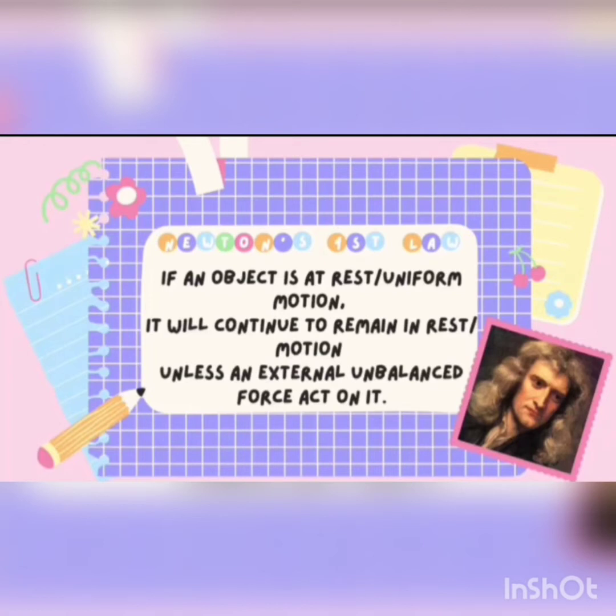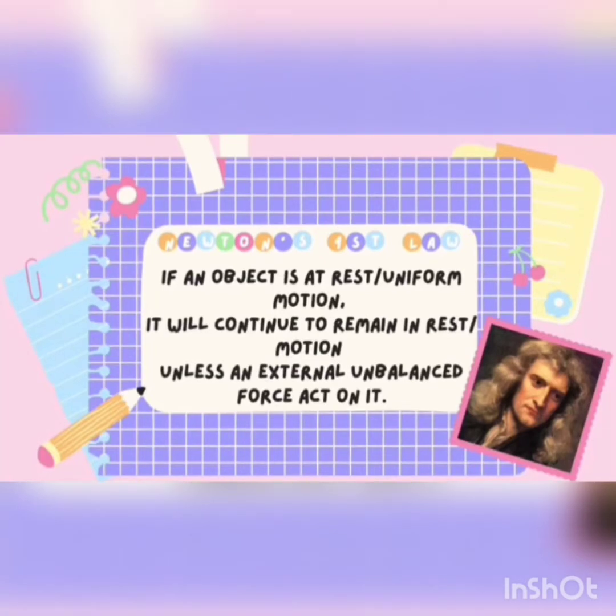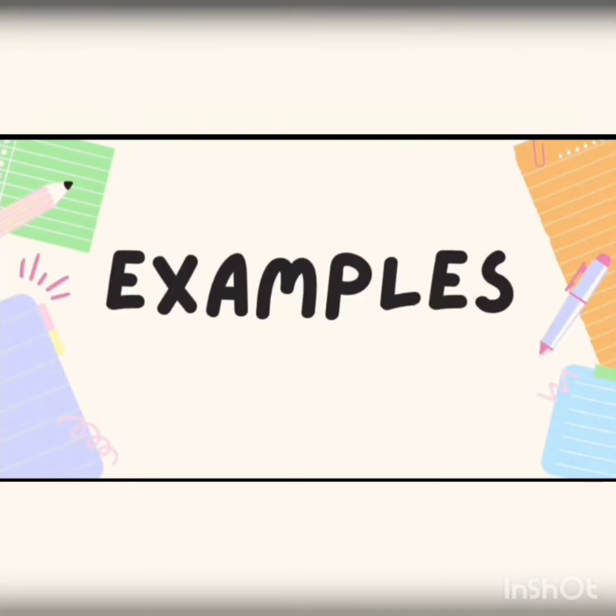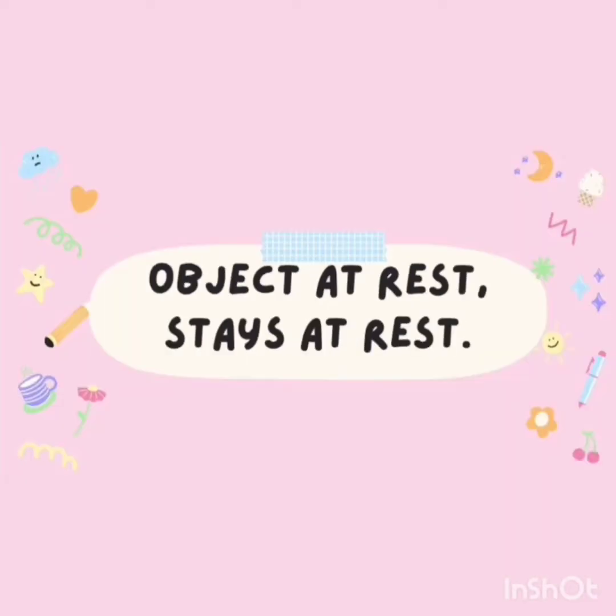Newton's first law states that if an object is at rest or in uniform motion, it will continue to remain in rest or motion unless an external unbalanced force acts on it. Examples: object at rest stays at rest.